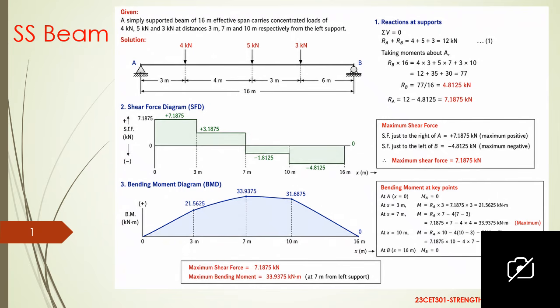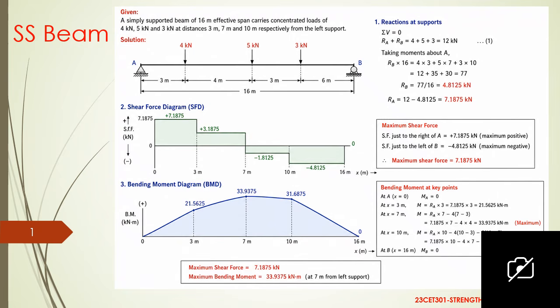So here a simply supported beam. So first thing is the beam is simply supported beam of 16 meter effective span. The span of the beam is 16 meter. We have to draw a simply supported beam of span 16 meter and carries concentrated loads. Concentrated loads means point load acting vertically downward direction 4 kilonewton, 5 kilonewton, 3 kilonewton. That means 3 point loads are acting. Where it is acting? At distances 3 meter, 7 meter, 10 meter respectively from the left support.